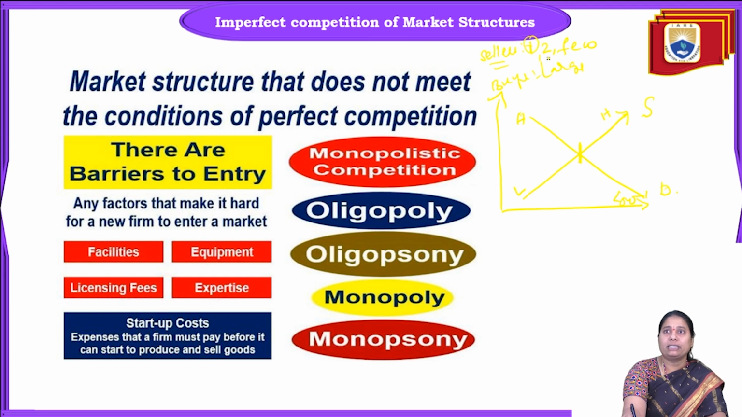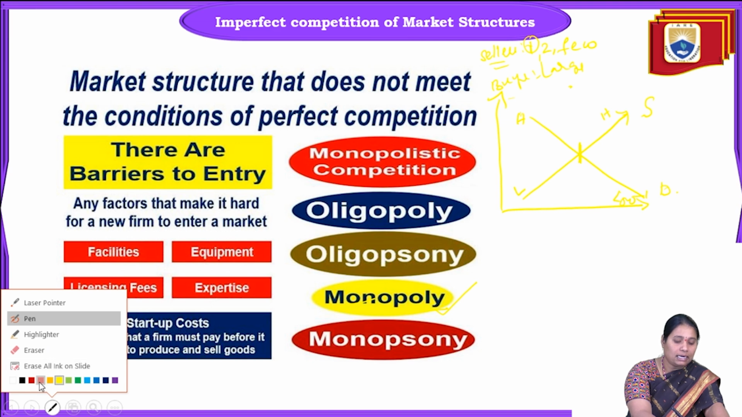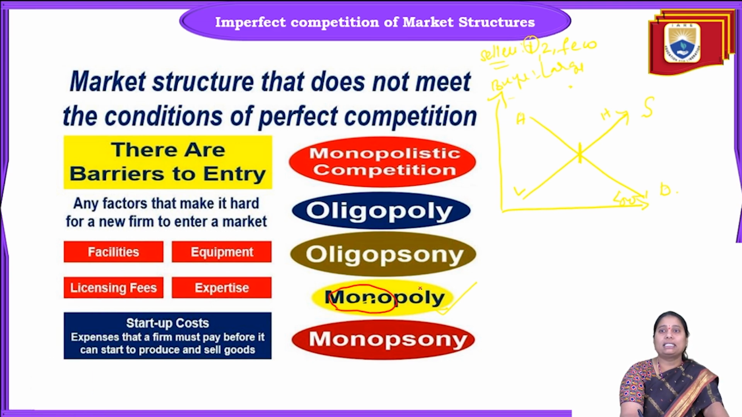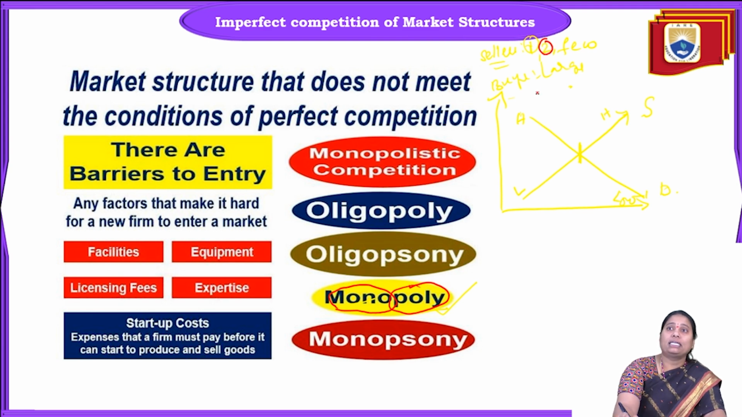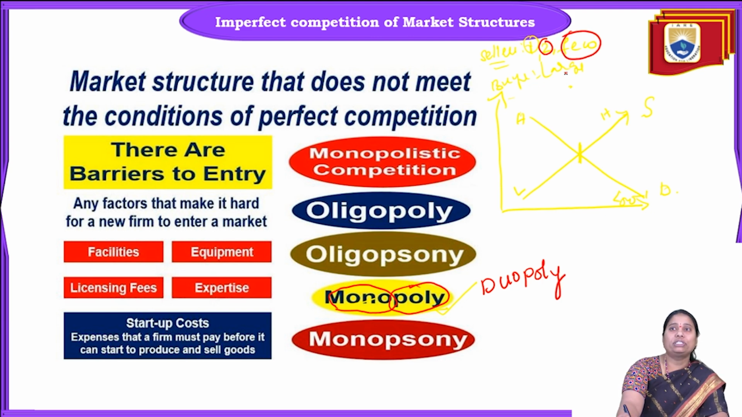If there is only one seller and a larger number of buyers, then we call it a monopoly market. Mono means single, poly means seller. A single seller and a larger number of buyers is called a monopoly market. So again, imperfect competition markets are categorized as monopoly markets. If there are two sellers and a larger number of buyers, we call them duopoly markets. If there are few sellers and a larger number of buyers, we call it oligopoly markets.